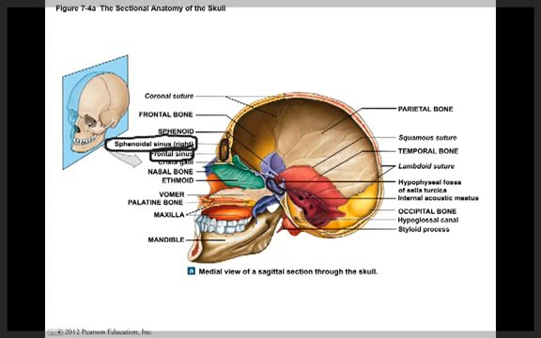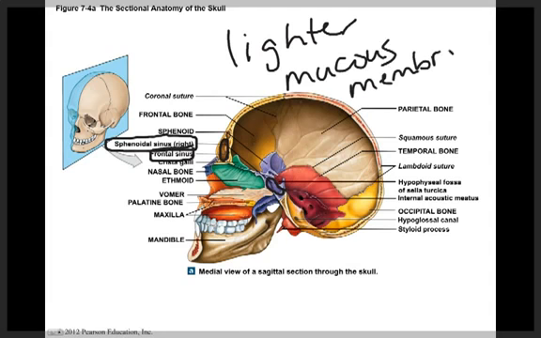These sinuses have 2 major functions. One is to make the bone lighter, so it's not so heavy. The second thing is that it is lined by a mucous membrane, and mucus secretion is produced, which will help clean the air as it passes by the nasal cavity on its way to the lungs.